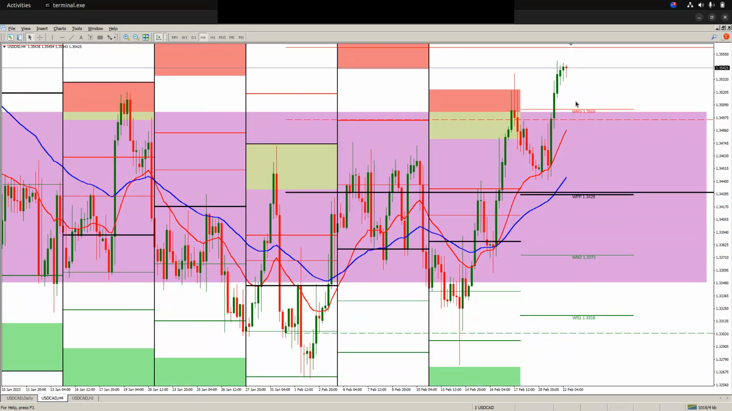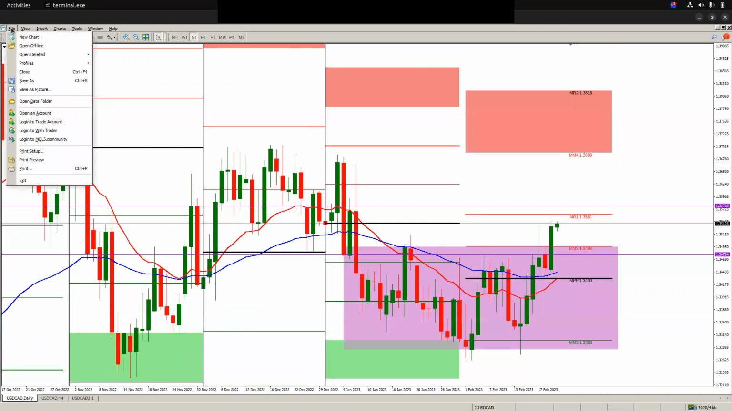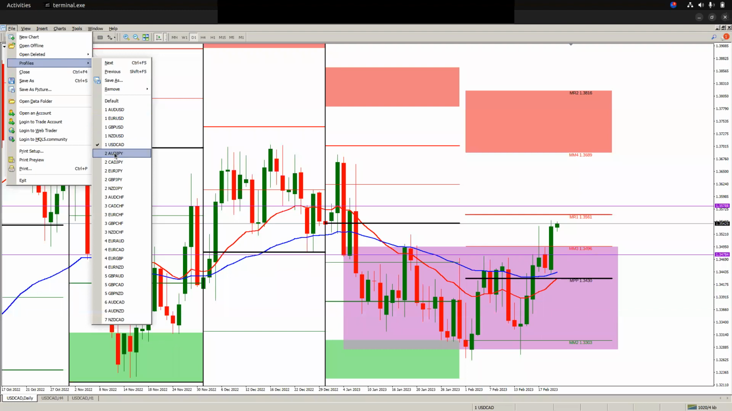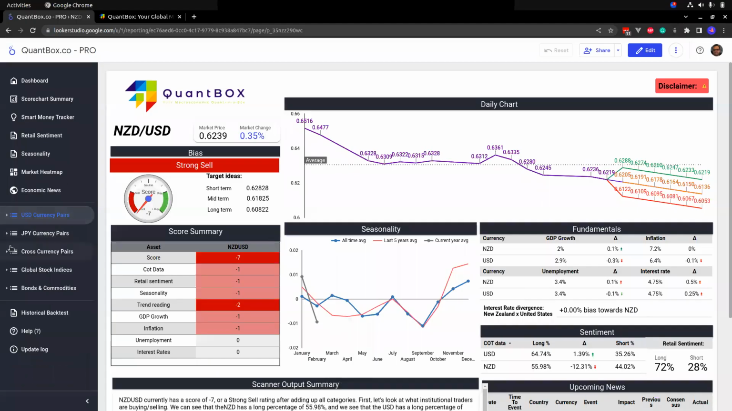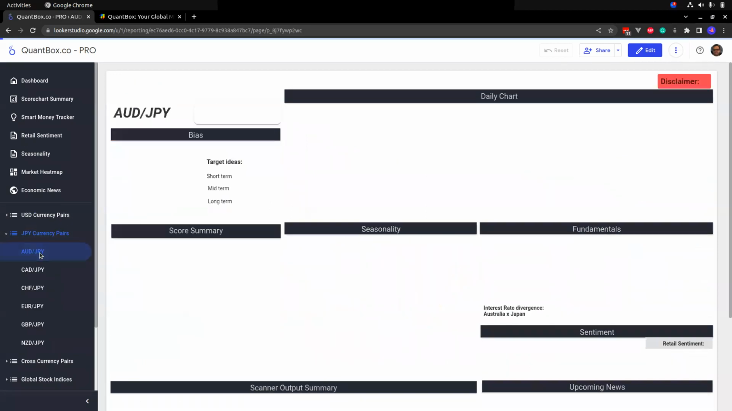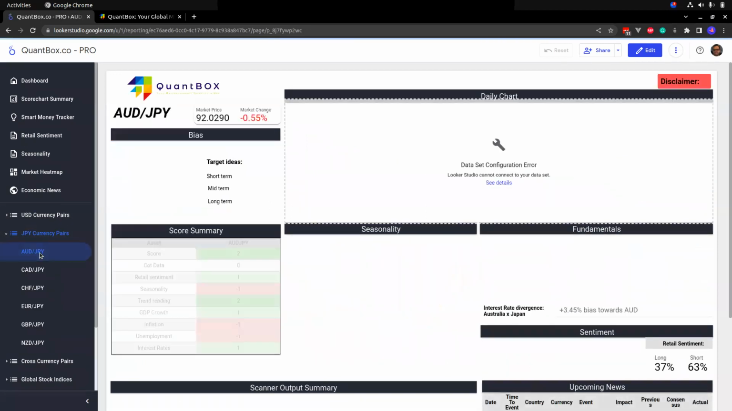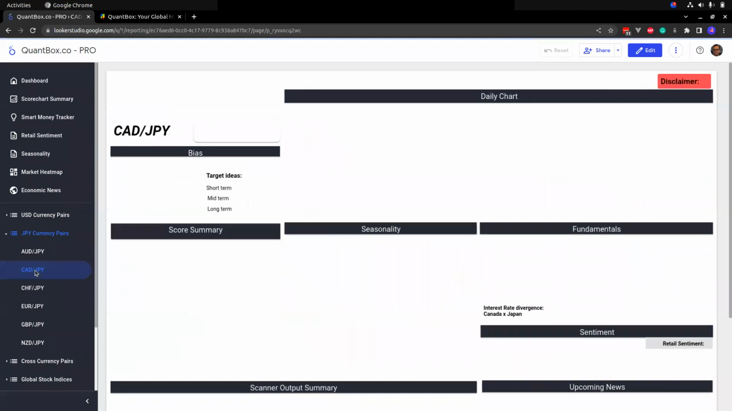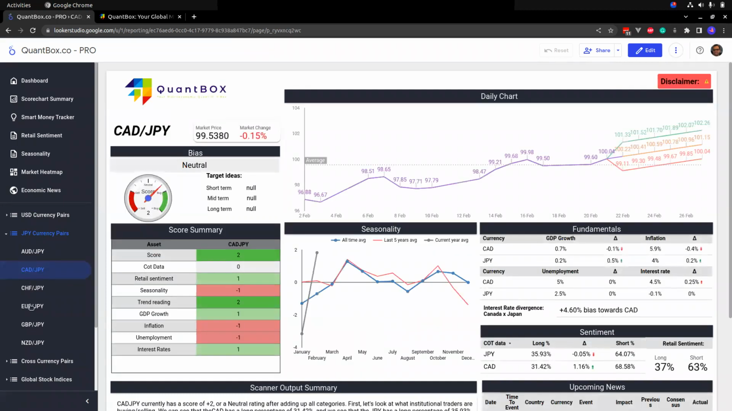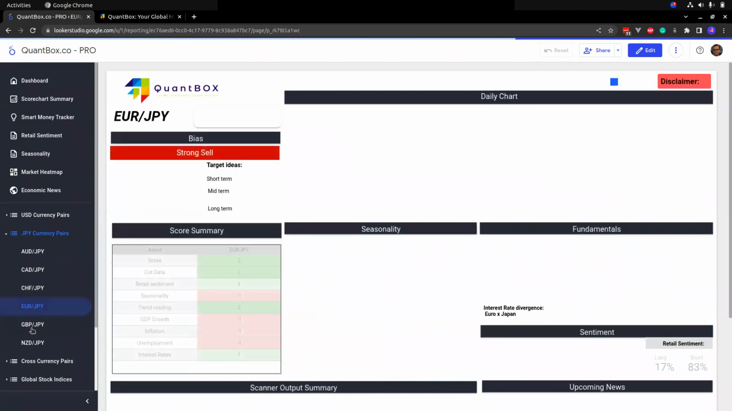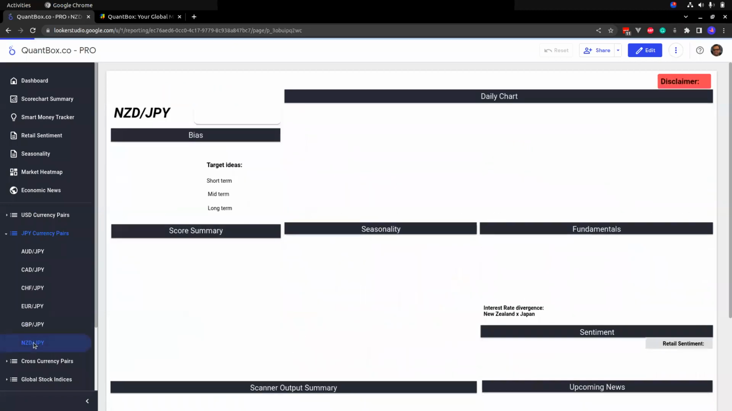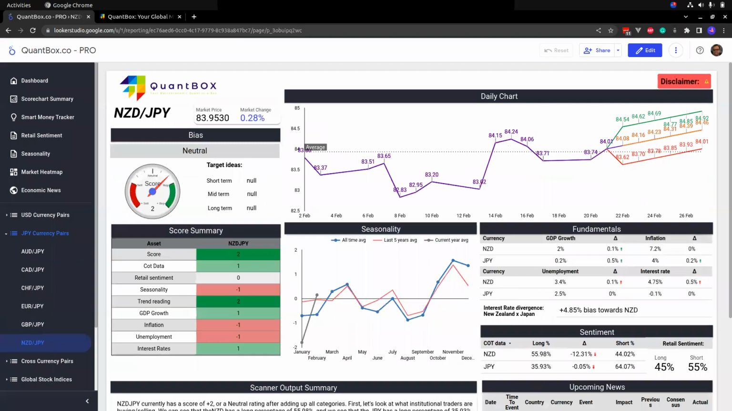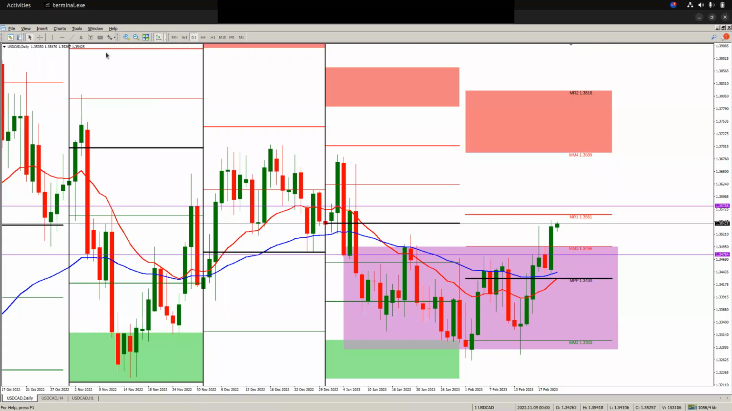You can see we haven't pulled back to the top of the range yet. Looking for that pullback. Okay, so keep an eye on USD CAD. Our yen pairs are currently coming through. Aussie yen, neutral. CAD yen, neutral. Euro yen, strong sell. Pound yen, neutral. Kiwi yen, neutral. Okay, so pound yen is the only one with a strong sell.